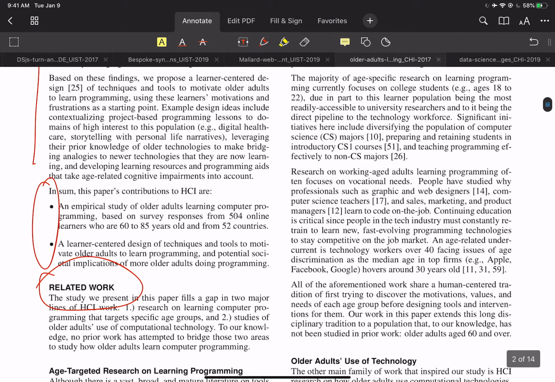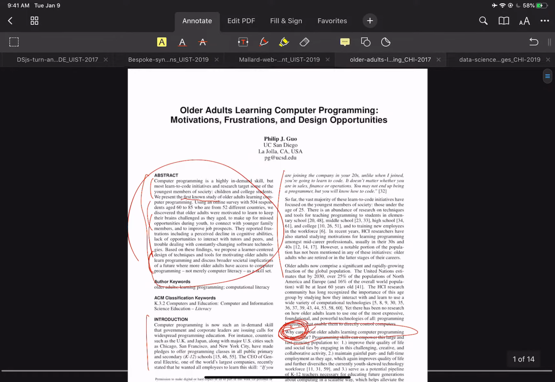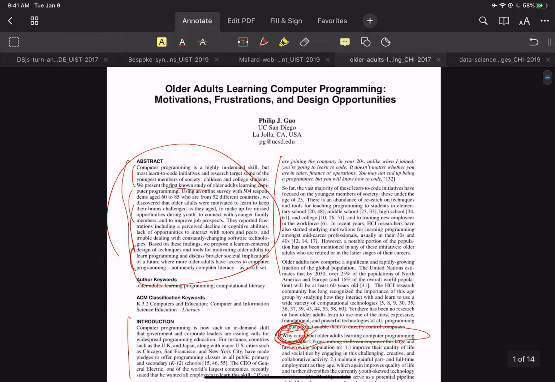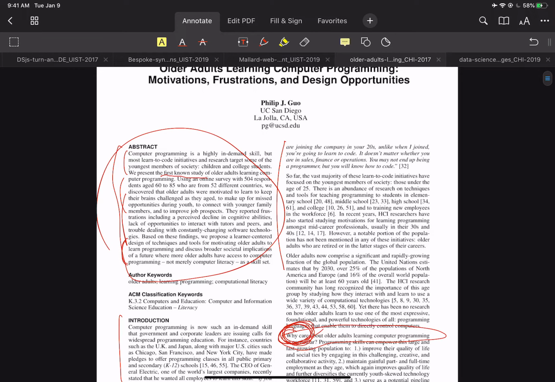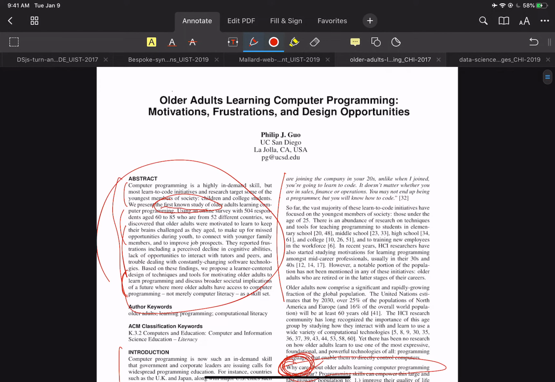Another thing, for study papers like this, for the older adults study, another purpose of related work is to set context and motivation for your study. So, this one is the first known study of older adults learning programming. The novelty pitch here is that people haven't studied this particular population of older adults learning programming yet.